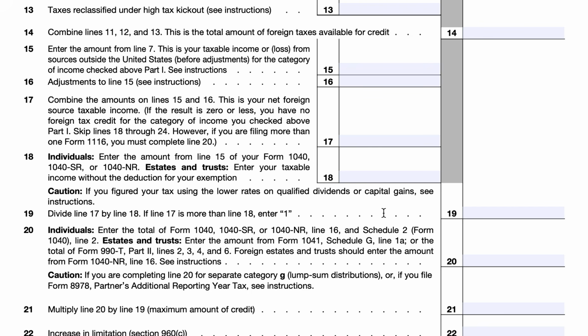For line 19, you will divide line 17 by line 18. If line 17 is more than line 18, enter the number 1. In line 20, for individuals, you will enter the total of line 16 from your 1040, 1040 SR, or 1040 NR, and Schedule 2, line 2. For estates and trusts, enter the amount from Schedule G on Form 1041, line A, or the total of Form 990T, Part 2, lines 2, 3, 4, and 6. Foreign estates and trusts should enter the amount on line 16 from your 1040 NR.